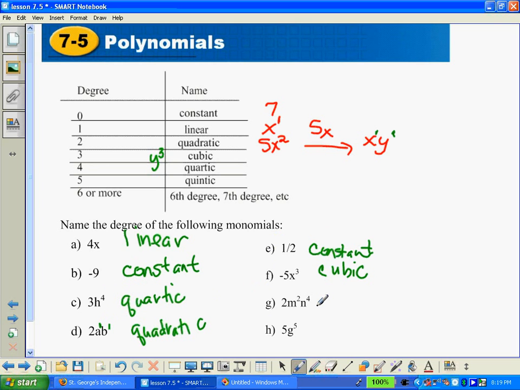Alright, these are degrees. Degrees, again, are about the exponents of the variables in a monomial. If there's one variable, add up the different exponents to get a total degree.